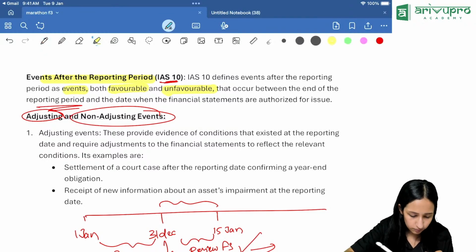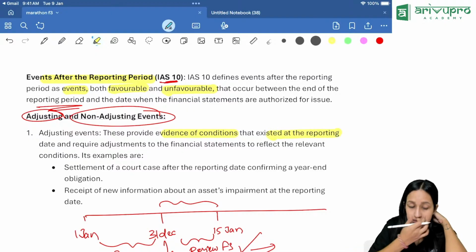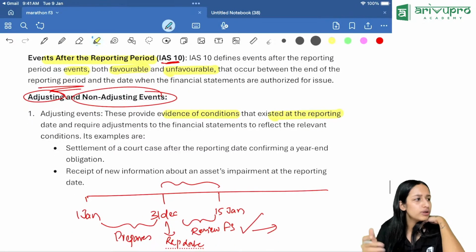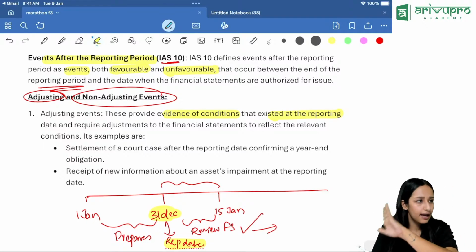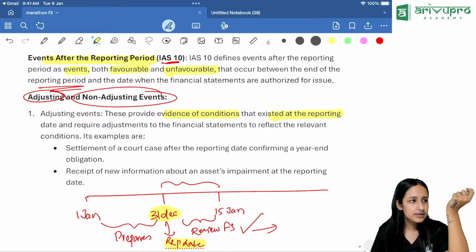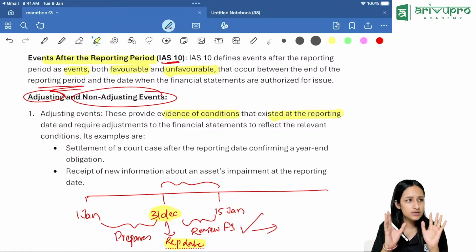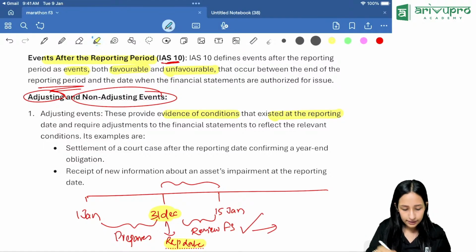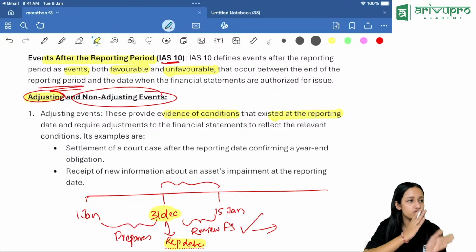Adjusting events provide evidence of conditions that existed in the reporting period. So during the reporting period only, on 31st December, you would have known that this can happen. So if there is a scenario where it shows that on the reporting date itself this was a part of it, you will include it as adjusting events. Any adjusting events, you will come back and adjust in your financial statements.